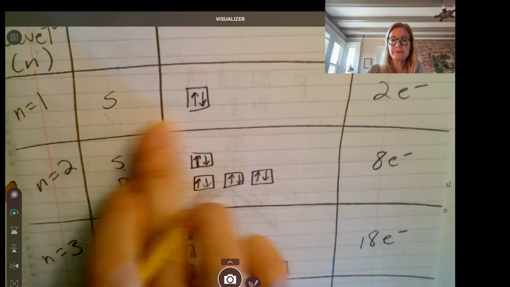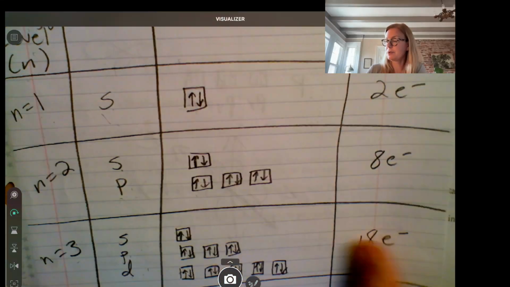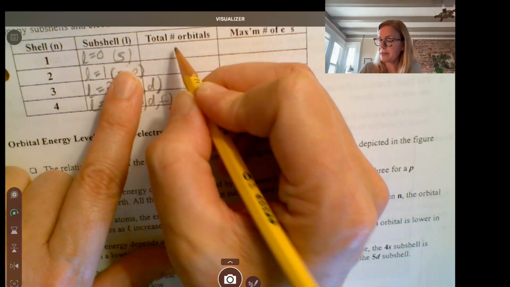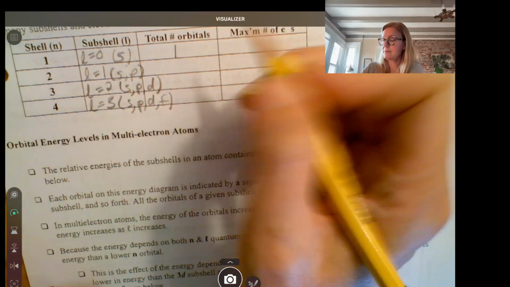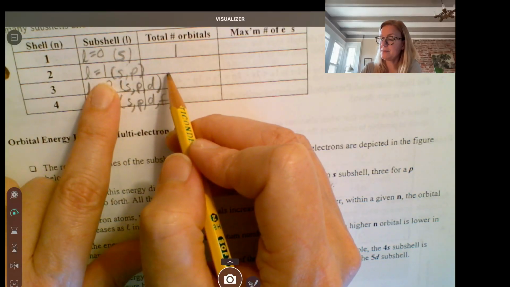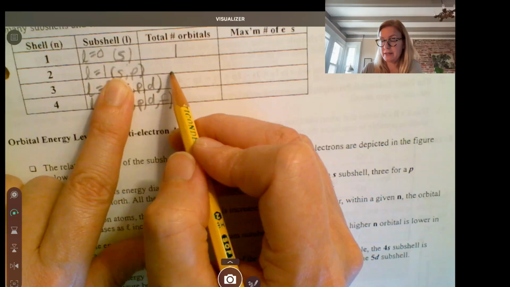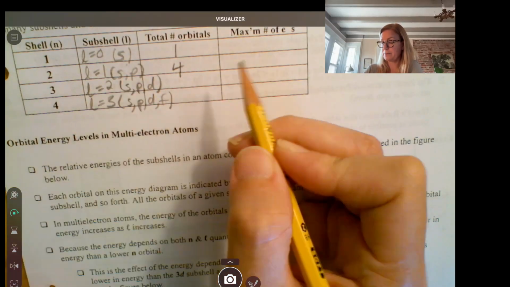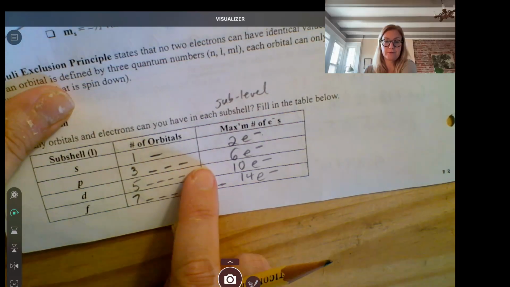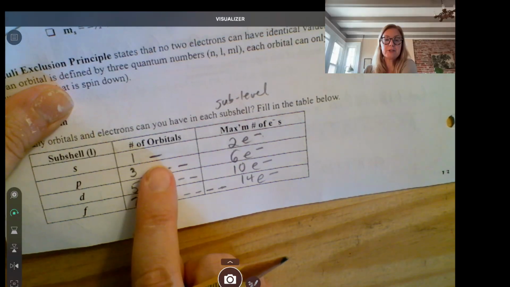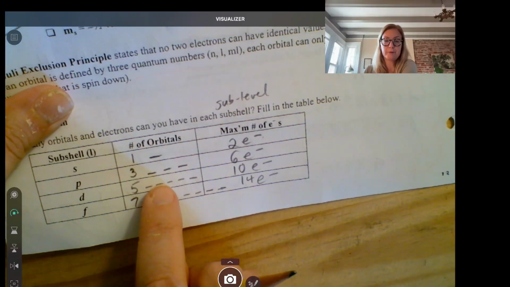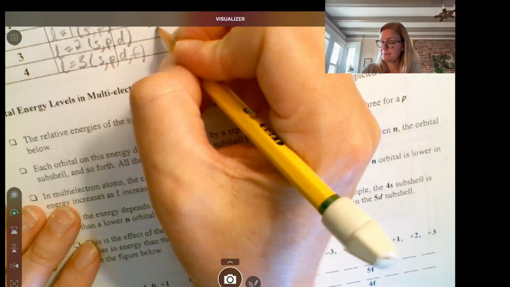So the first energy level, because it only has S, it can only hold 2 electrons. Oh, let me back up. The total number of orbitals, sorry, is just 1 here, because S only has 1 box or 1 line, okay? The second one has S and P. S is 1, and P has 3 lines for a total of 4, okay? So if you remember, S has 1 and P has 3 for a total of 4. The third energy level has S, P, D. So we have 1 plus 3 plus 5 orbitals for a total of 9.